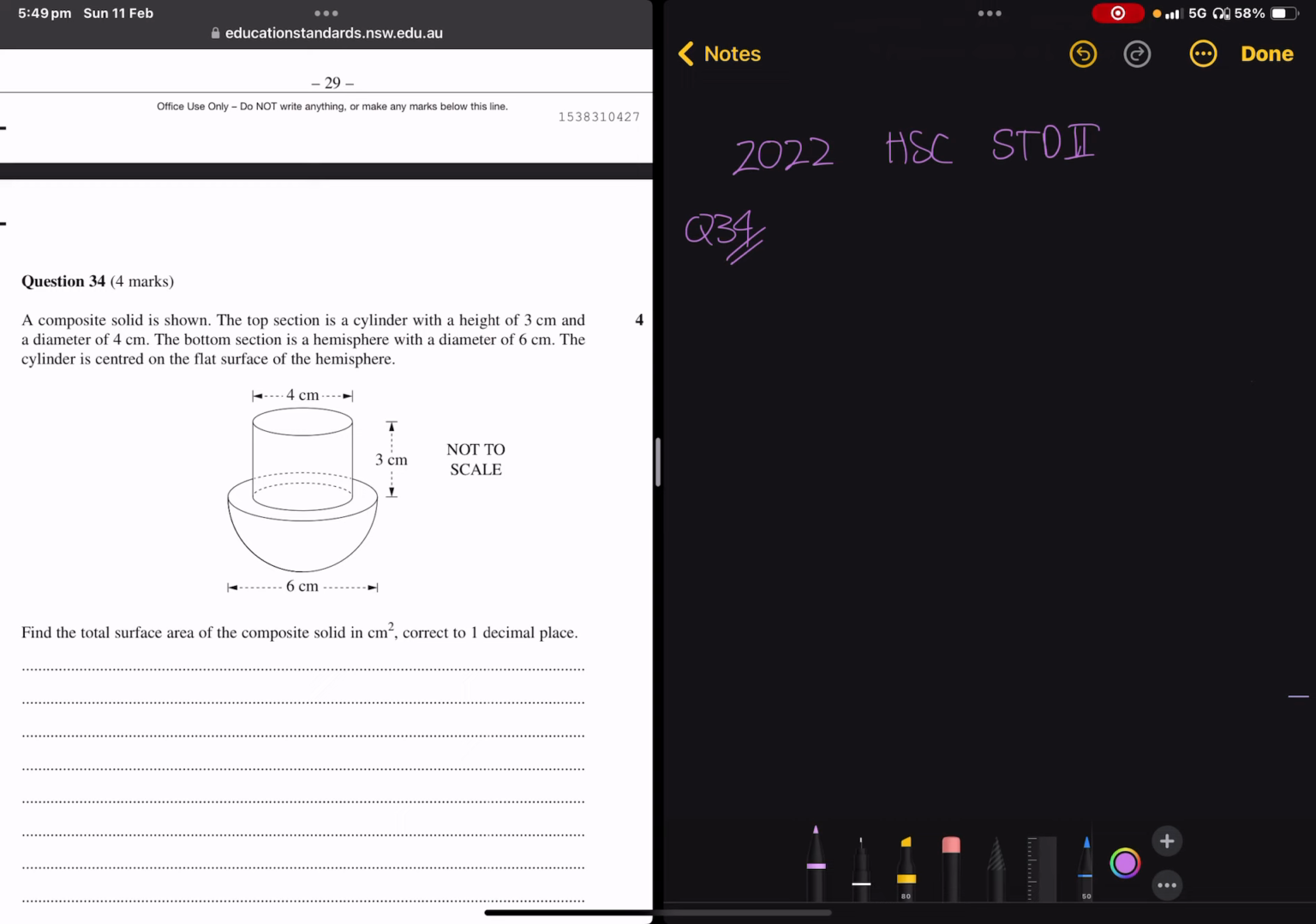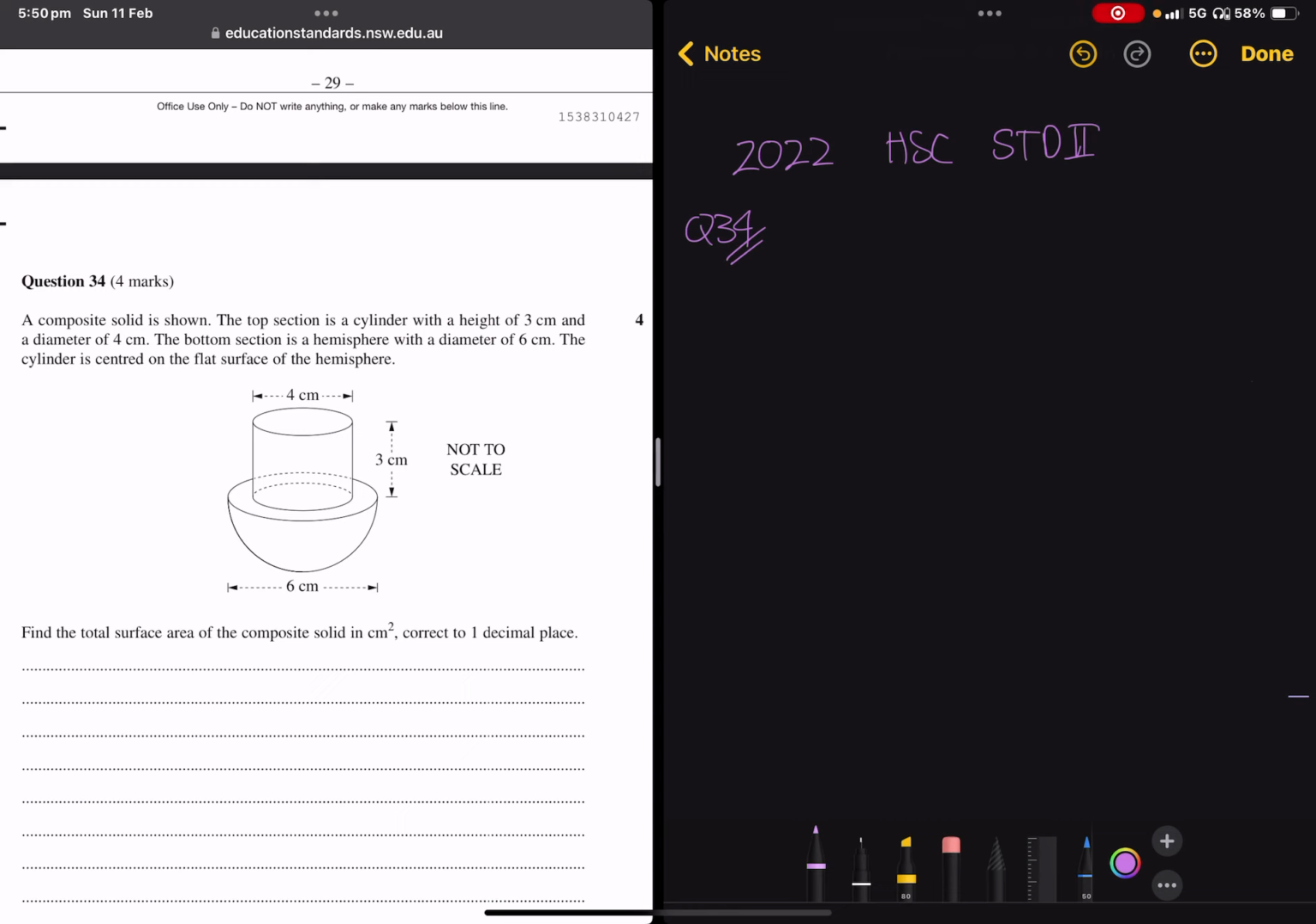The top section is a cylinder with a height of 3 and a diameter of 4. The bottom section is a hemisphere, half of a sphere, with a diameter of 6 centimeters. The cylinder is centered on the flat surface of the hemisphere. Find the total surface area of the composite solid in centimeters squared, correct to 1 decimal place.